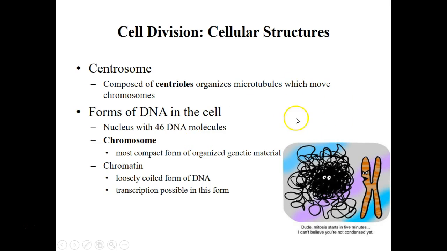Once the chromosomes are all condensed, they're chromosomes. In the human, we have 23 pairs of chromosomes. So one chromosome from mom and one chromosome from dad of every single type, which makes each of us unique from each other.